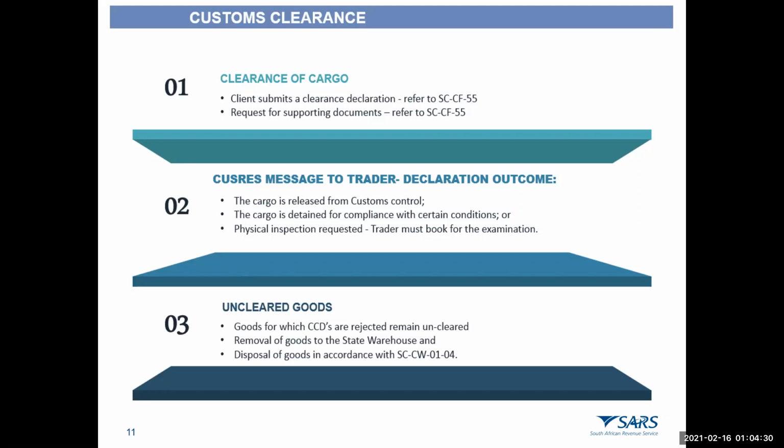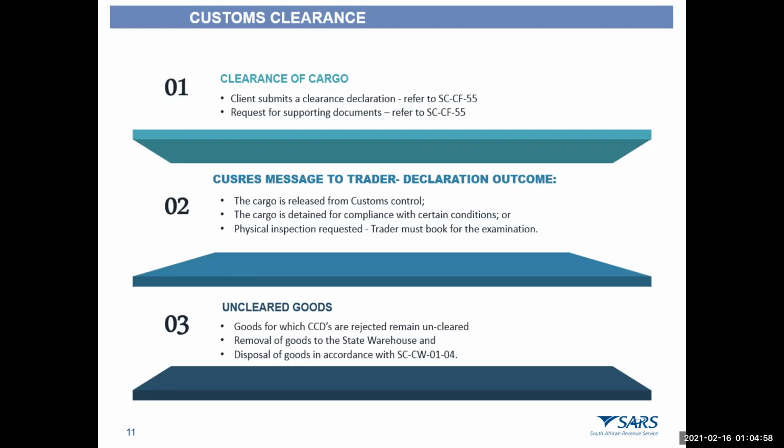It's also the process that indicates that once the declaration is done, this is the button you need to press for your goods to be released, or your goods have been detained by customs, and why they have been detained, and for physical inspection, where you'll be requested to book your goods for physical inspection. Mostly this happens with a big, high volume of goods.